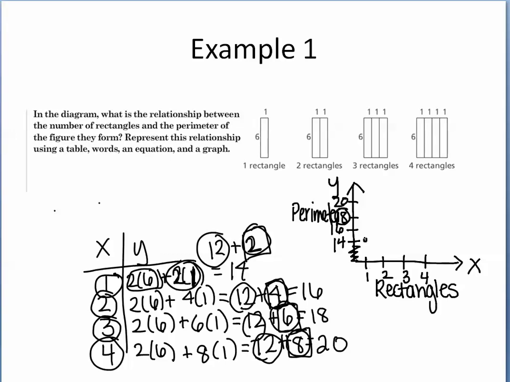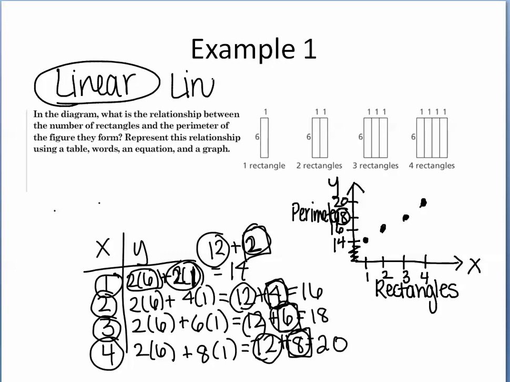At 1, we get 14. At 2 rectangles, we have a perimeter of 16. At 3, we have 18. At 4, we have 20. And so if you look at the graph that we have, this is a linear relationship because it essentially makes a line, right? It goes in a straight path. It could be going up as a straight path. It could be going down as a straight path. This one is obviously going up as a straight path. We could see it following a linear pattern.